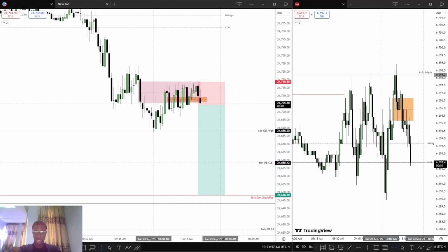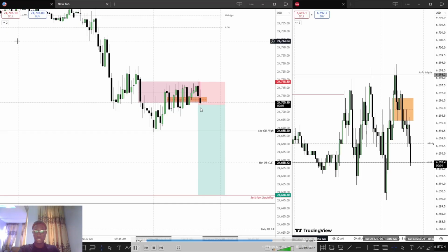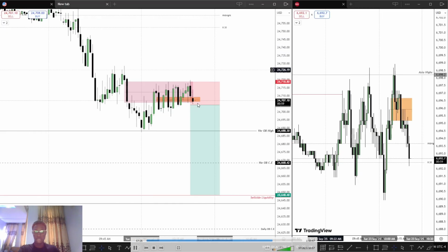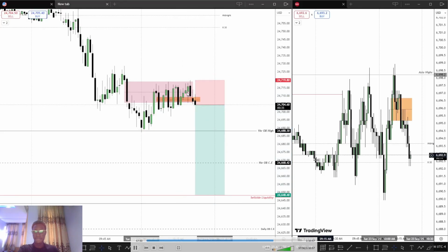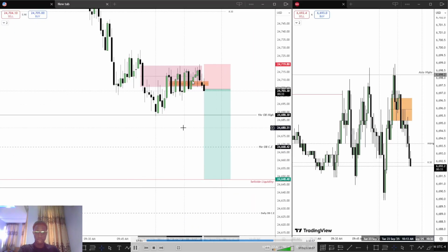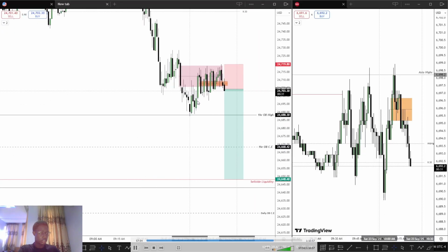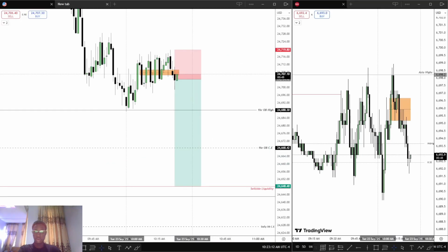So looking at the NASDAQ now, as soon as price started breaking below here, closed with the body a little bit below the gap, I ended up taking my sell trade right here. You can see there, took my sell trade there.